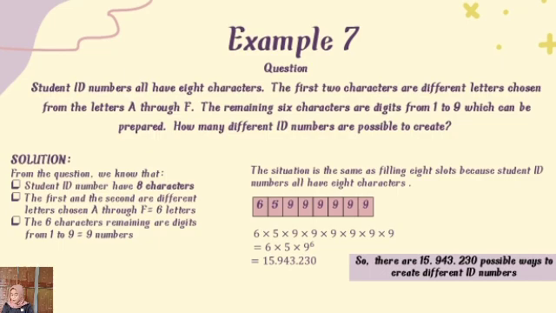Then 6, 5, 9, 9, 9, 9, 9, and 9. So 6 times 5 times 9 times 9 times 9 times 9 times 9 and times 9. And we know that is the same as 6 times 5 times 9 to the power of 6. So we have the value 15,943,230. So there are 15,943,230 possible ways to create different ID numbers.